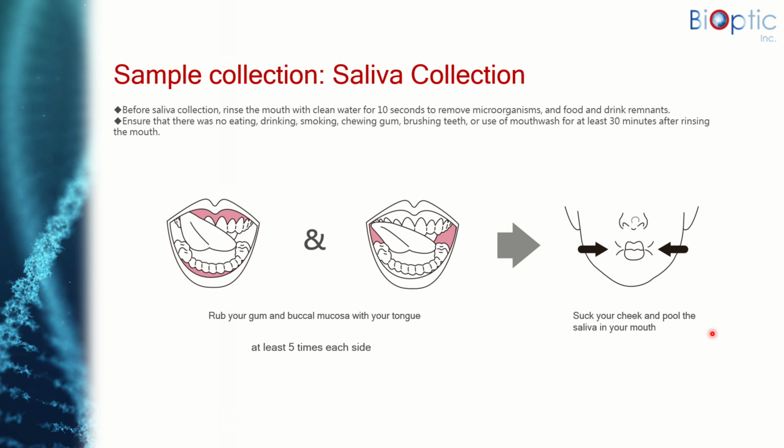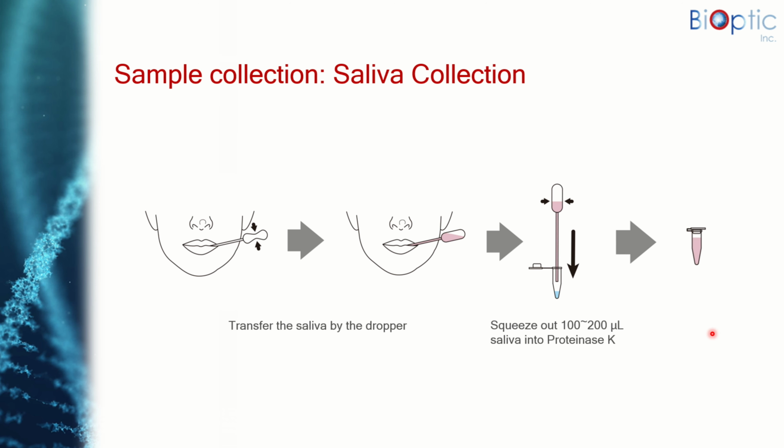One is saliva collection. Just rub your gum and buccal mucosa with your tongue, suck your cheek, and pour the saliva in your mouth. Then, use the tiny droppers to transfer the saliva into the tube.